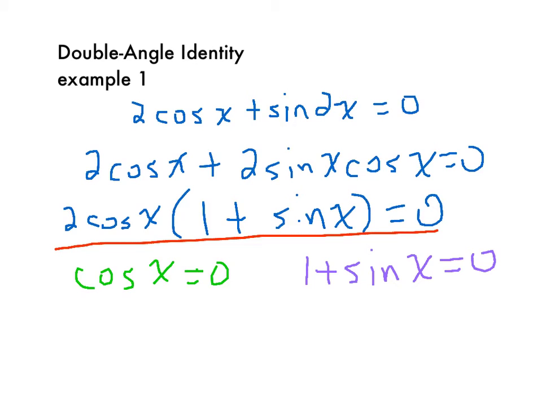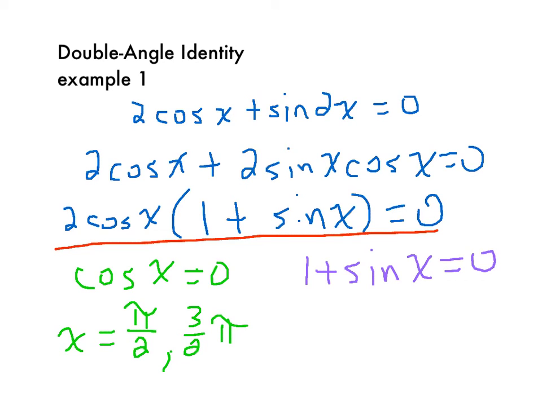So when is the cosine of x equal to 0? Think about that for a few seconds here. It might help if you had your unit circle out. Well, the cosine of x is going to be equal to 0 if x is equal to pi over 2 or 3/2 pi.